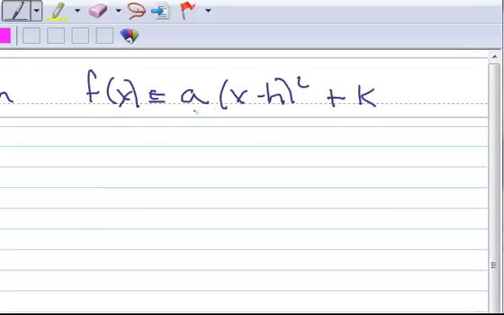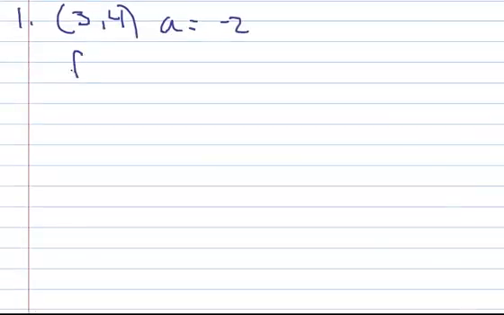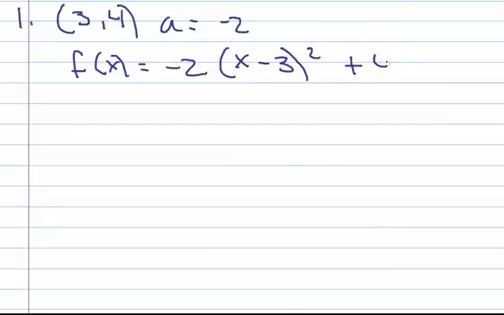F of x equals a, that's the leading coefficient, times the quantity x minus h, quantity squared, plus k. So if we know a, if we know h, and if we know k, we can just put those right in the equation, and then we have ourselves a quadratic equation. So let's just go ahead and do that. So a is -2, h is 3, k is 4. And that's it. So there's the quadratic equation with the vertex at 3, 4, and the leading coefficient -2.